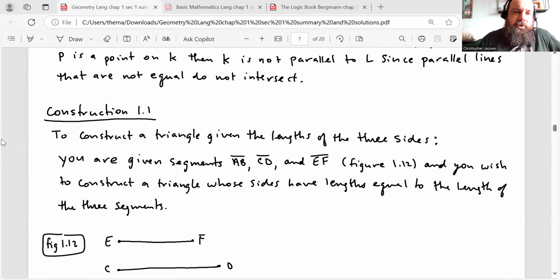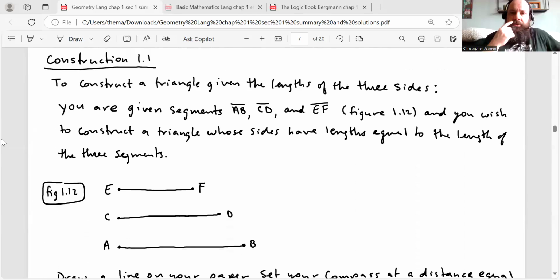Okay, and then here we get to the construction problems, which is the part that I'm looking forward to the most, I think, in the geometry book. But here we go. This is construction one.